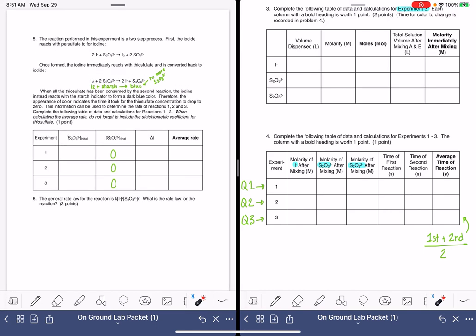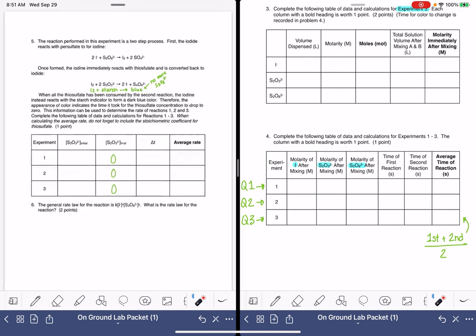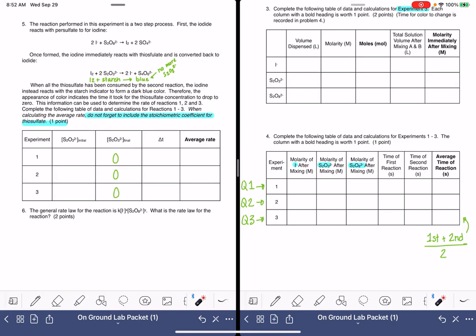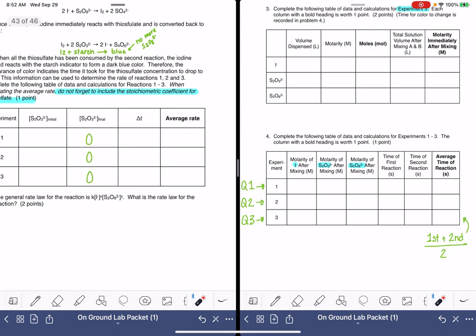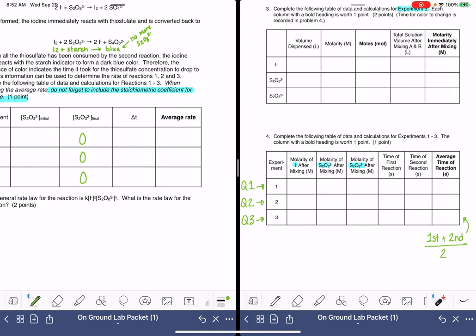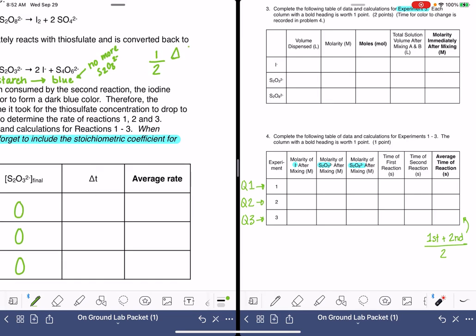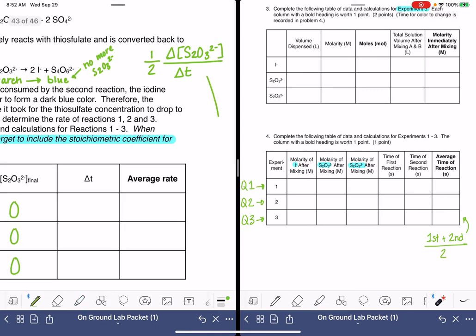Now the last spot here, you're going to be calculating the average rate for each one of these experiments. When you do this, do not forget to include the stoichiometric coefficient for thiosulfate. We're calculating the average rate for the thiosulfate ion. The average rate calculation for anything is going to be 1 over that substance's stoichiometric coefficient. And for thiosulfate, the stoichiometric coefficient is 2. So we're going to go 1 over 2 times the change in concentration of thiosulfate, S2O3 2-, divided by the change in time. And that's what we're going to use to calculate this average rate.